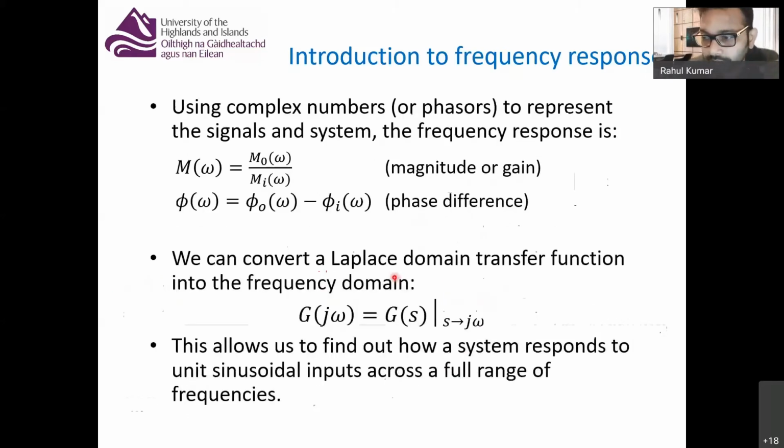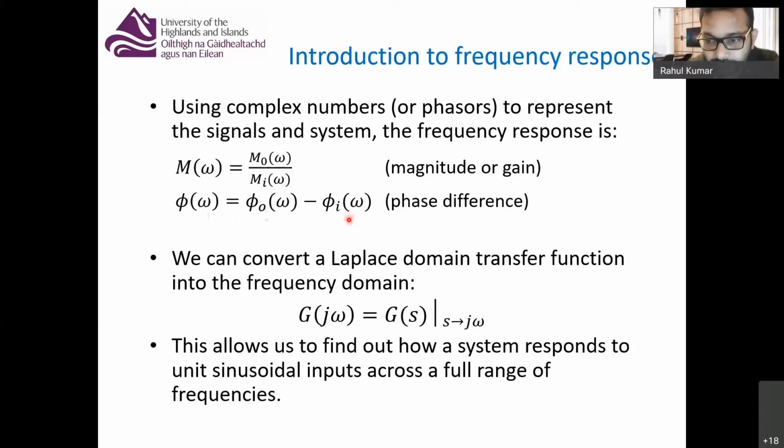Now, the magnitude, or we also call it gain, of the system, M(omega), is the ratio of the output gain, Mo, divided by the input gain, Mi(omega). And the phase difference, phi(omega), of the system is equal to the phase of the output minus the phase of the input signal.